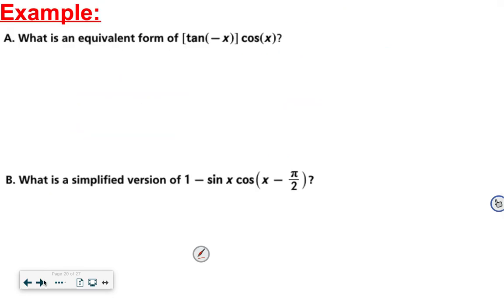Next, what is the equivalent form of tangent of minus x times cosine x? Ladies and gentlemen, tangent minus x times cosine x, right? We need to simplify this.